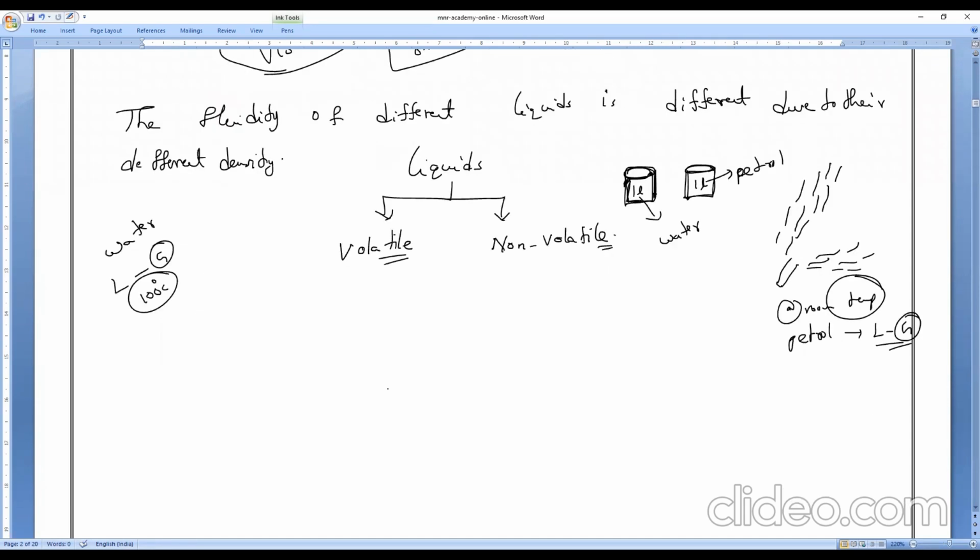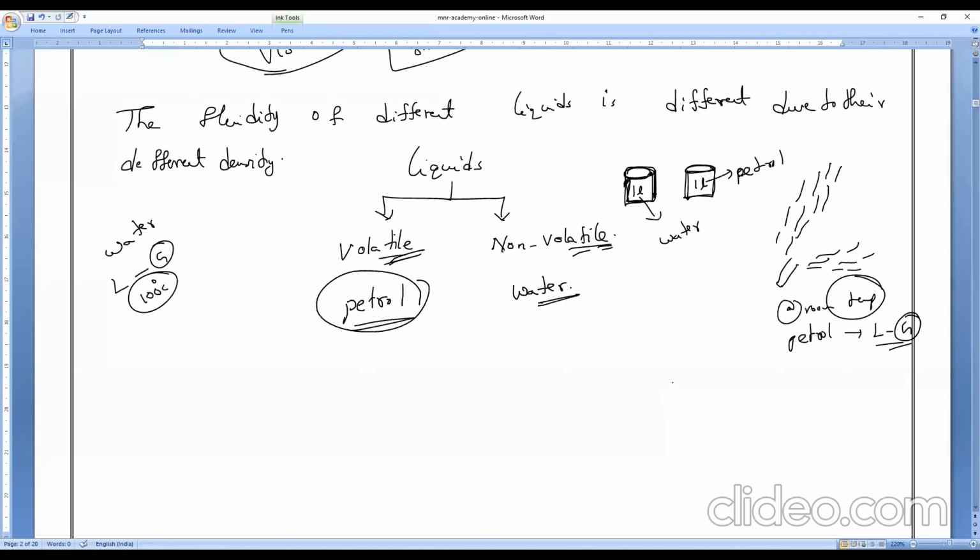So what is an example of volatile? Petrol or water? Petrol. And non-volatile, water. Understand? Substances that can change their state easily with a very small change in temperature are called volatile. And those that cannot change their state easily are called non-volatile. Now, sir, how can we decide whether a substance is volatile or non-volatile?